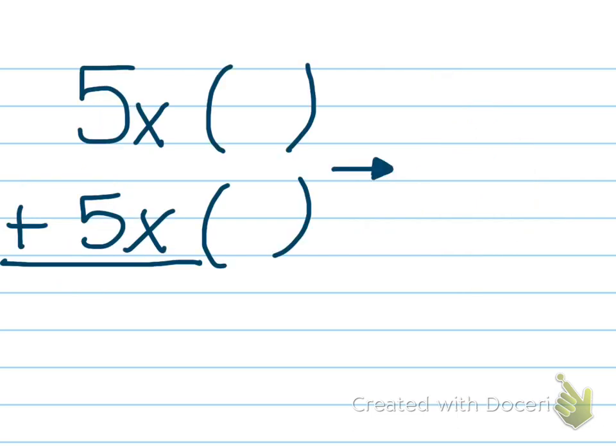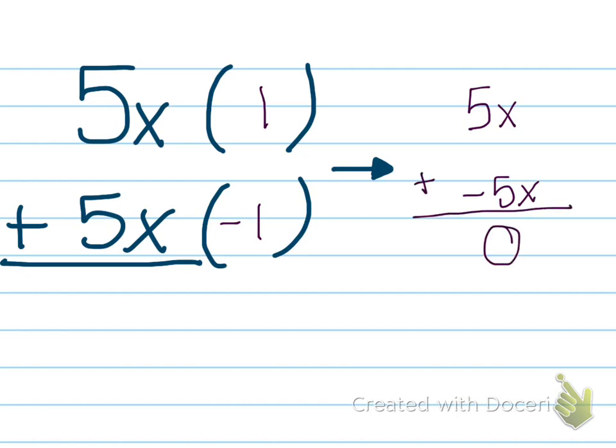But look at this example. 5x plus 5x. Does that equal 0? No, it does not. So that's when you have to ask yourself, what could I multiply to each term so that when I do add them to each other, they will equal 0? Well, that first 5x, I can multiply it times 1. And the second 5x, I can multiply it times negative 1. Because look, 5x times 1 gives me 5x. And 5x times negative 1 gives me negative 5x. And then when I add them together, guess what? It equals 0. And that is our goal. Figuring out what we can multiply to each term so when we add them together, they equal 0.